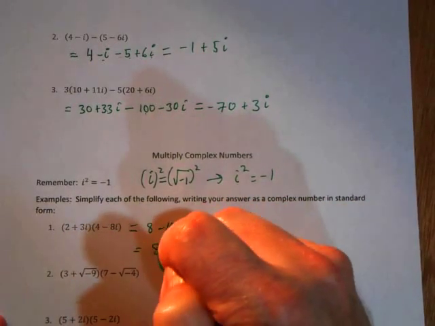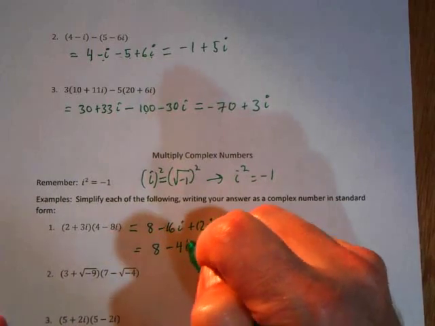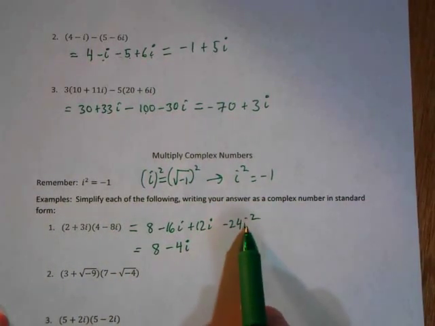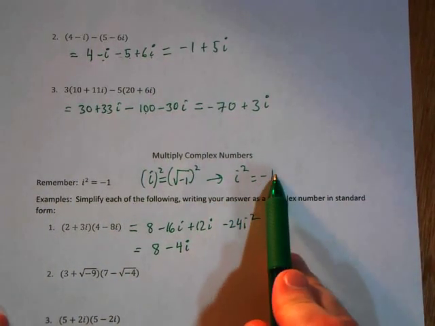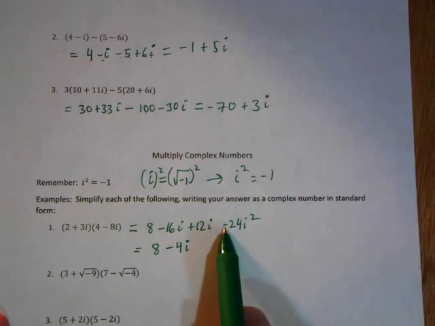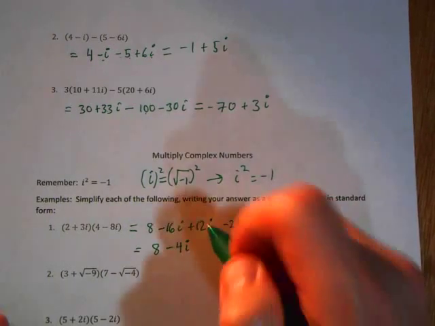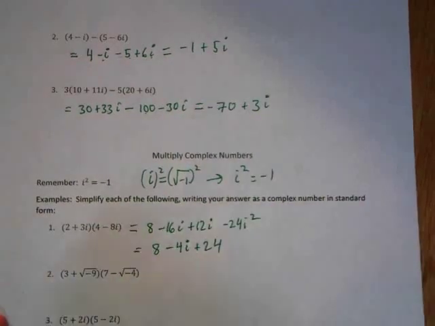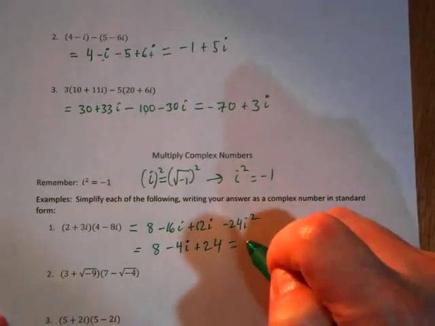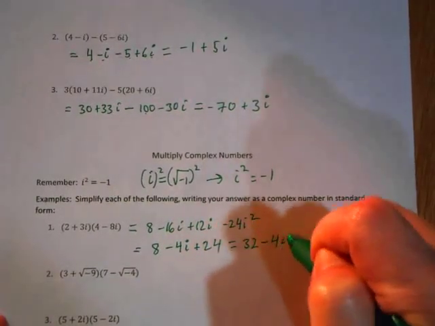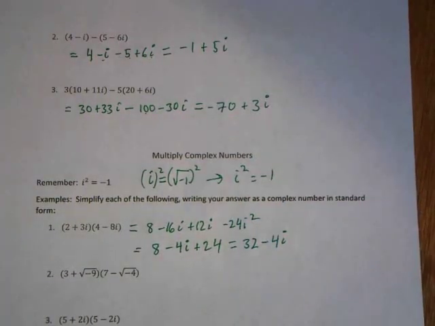And then we combine our like terms. So we have 8 minus 4i, but then look at this one. This one has an i squared. i squared is the same as negative 1. So this is negative 24 times negative 1. That's plus 24. Final answer, 32 minus 4i. So it's multiplying just like we've always done. The only difference is when you see an i squared, you turn it into a negative 1.